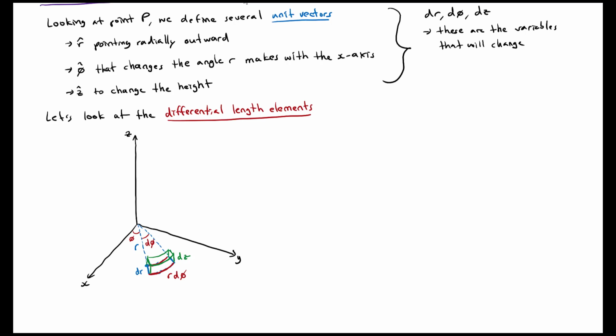So what are the differential length elements? We're simply looking at the dimensions of this 3D object. We know there's going to be dr along r hat. We know there's going to be dz along z hat. And we know there's going to be r d phi along phi hat.